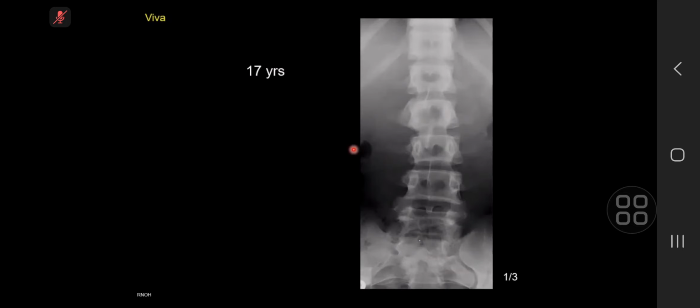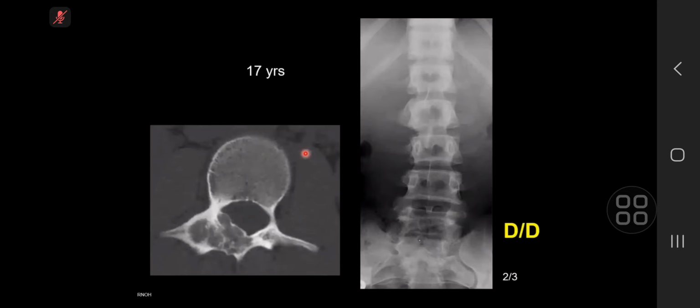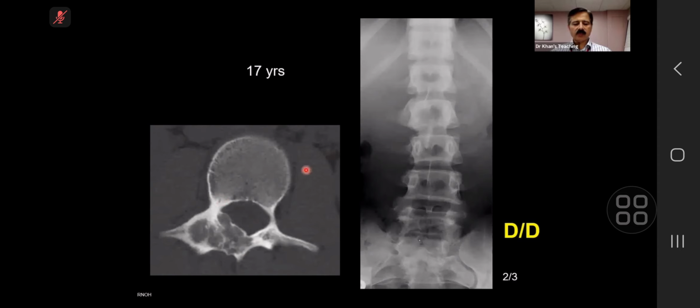So I think in keeping with the appearances, it's most likely, and given its size, it's probably an osteoblastoma rather than osteoid osteoma. It looks like it's more than 2 centimeters. What do you think now on the CT scan? What is your conclusion?